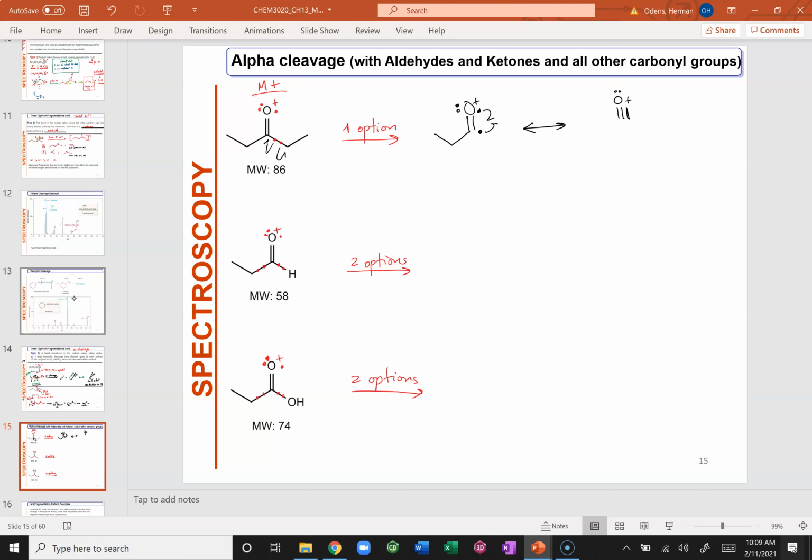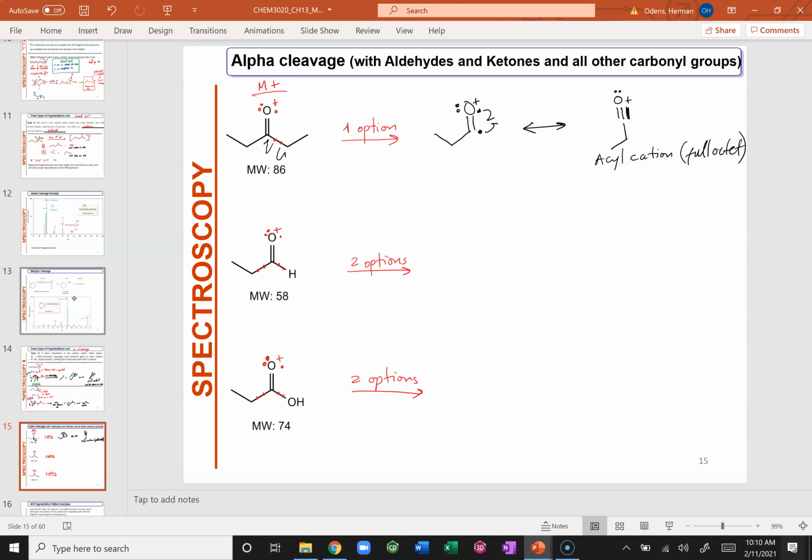Because now you made another bond, this guy, that's a new bond. You make a triple bond O, then carbon, carbon. So this is what is called an acyl cation. And it has a full octet. All right.